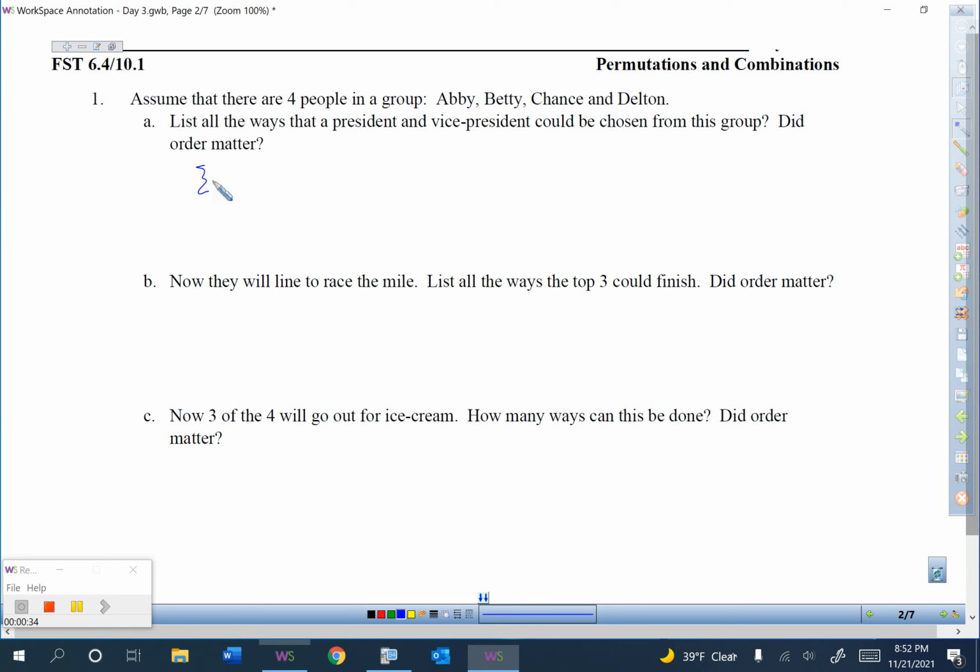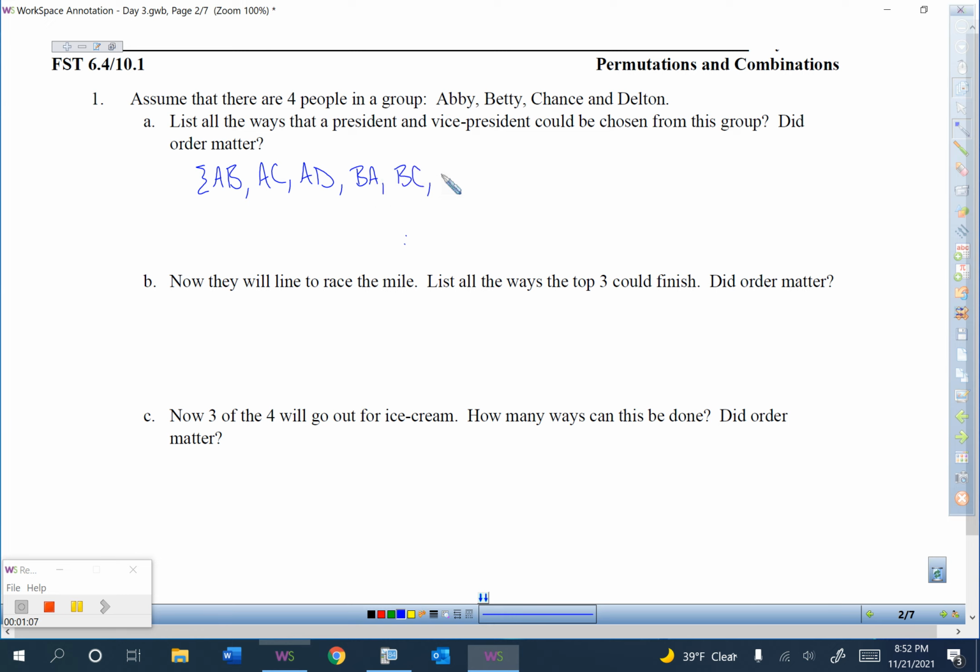We're going to start by giving Abby president. So when we're listing these out, we'll let our first position be president and our second position be the vice president. So we'll choose Abby with Betty first, then Abby with Chance, and Abby with Delton. And that lists all the ways Abby could be president. Then we'll let Betty be president, so she can be with Abby, or with Chance, or with Delton.